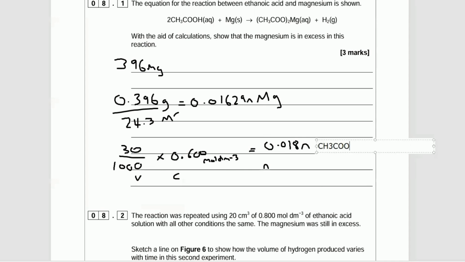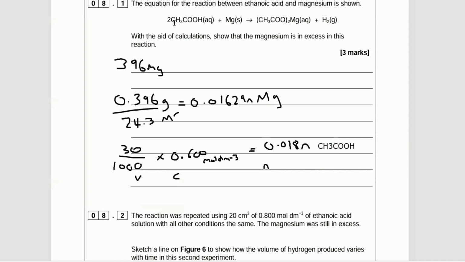So at first glance, my moles of ethanoic acid, remember the formula for ethanoic acid is CH3COOH, you go, oh, 0.018. The magnesium, we've got less magnesium. That's the limiting reagent. But they've told us that magnesium is in excess. Well, how can it be in excess if we've got fewer moles?